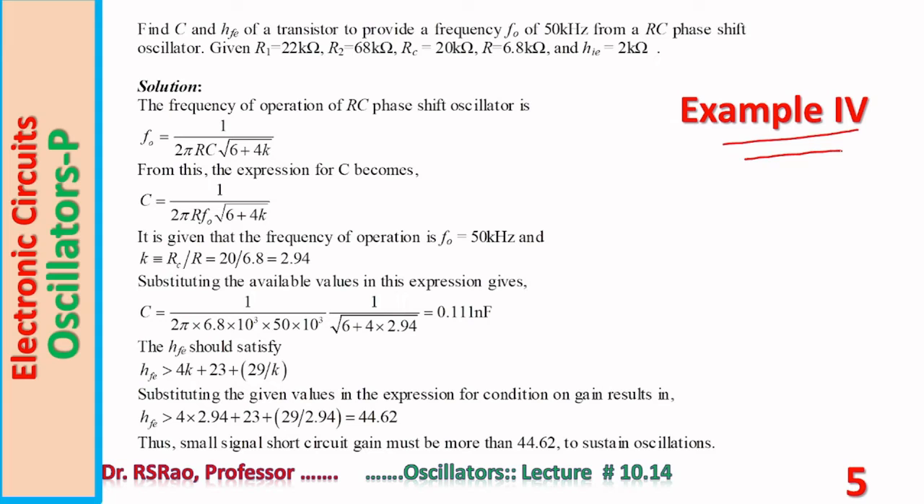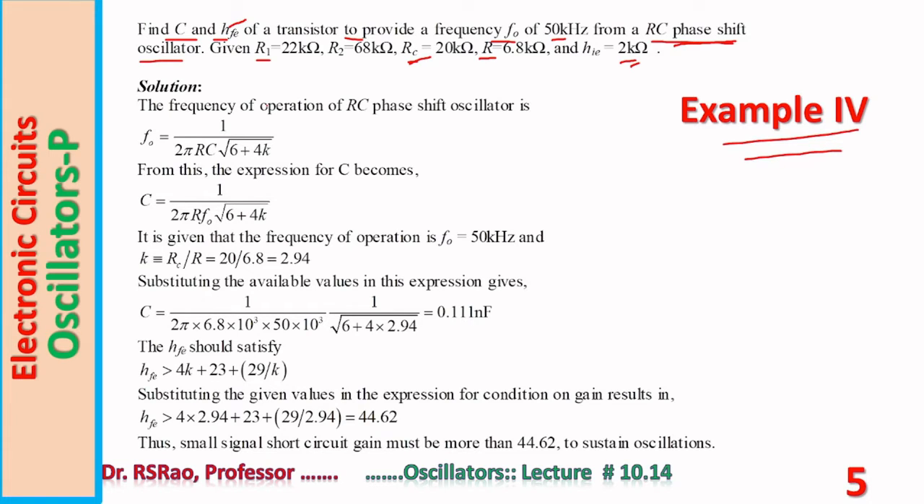Another problem, example 4. Find C, capacitance, and HFE, current gain of a transistor, to provide a frequency of 50 kHz from an RC phase shift oscillator. Given R1 is 22 kilo ohm, R2 is 68 kilo ohm, RC is 20 kilo ohm, R is 6.8 kilo ohm, HIE is 2 kilo ohm. HFE is given, RC is given. Therefore, the RC phase shift oscillator in the problem must be a BJT one.